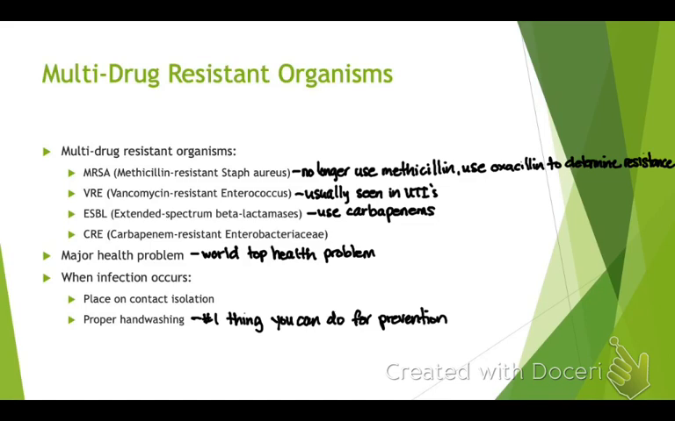And then the last of these multi-drug resistant organisms is going to be your CREs, and those are your carbapenem resistant Enterobacteriaceae. This is a major health problem. It is currently the world's top health problem. When infections occur, like mentioned before, we need to place the patient on contact isolation, and proper hand washing is the number one thing that you can do in order to prevent these infections from spreading.